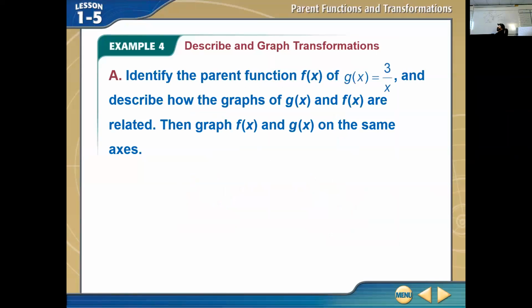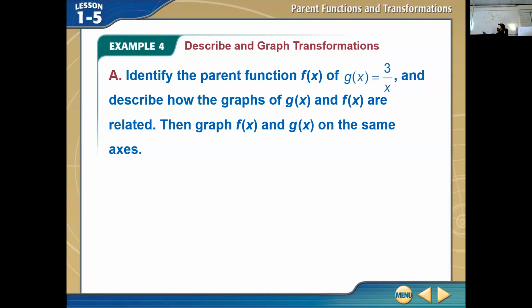Okay, so identify the parent function of f of x, which is g of x. So we have 3 divided by x. This is the reciprocal function, right? Describe how the graphs of g of x and f of x are related, then graph f of x and g of x on the same axes. The reciprocal function is the parent function. So f of x is equal to 1 divided by x.